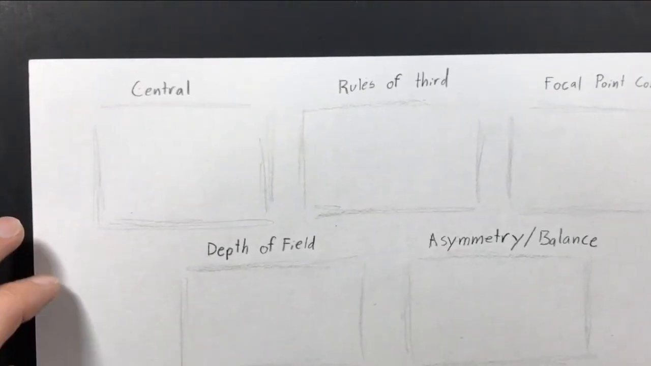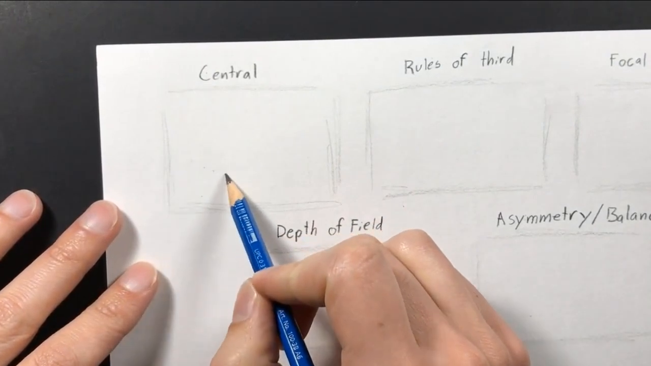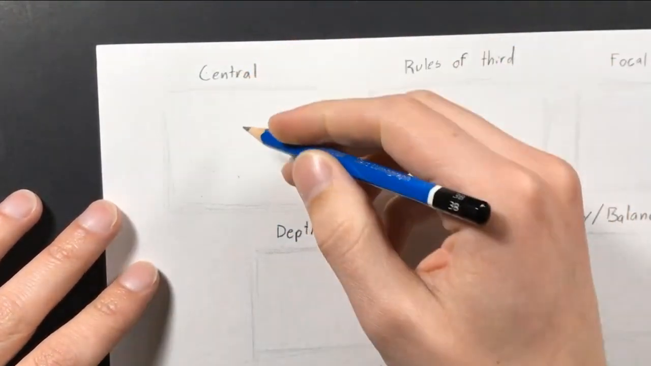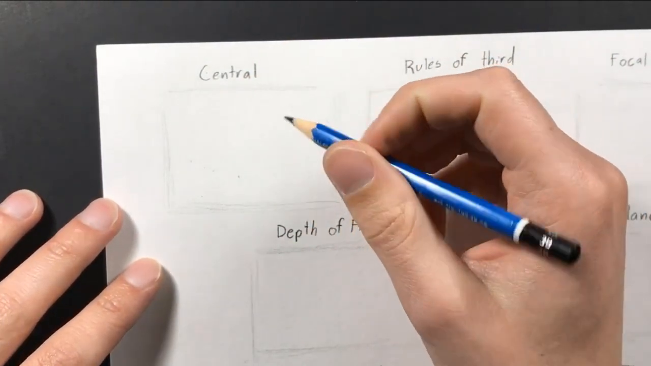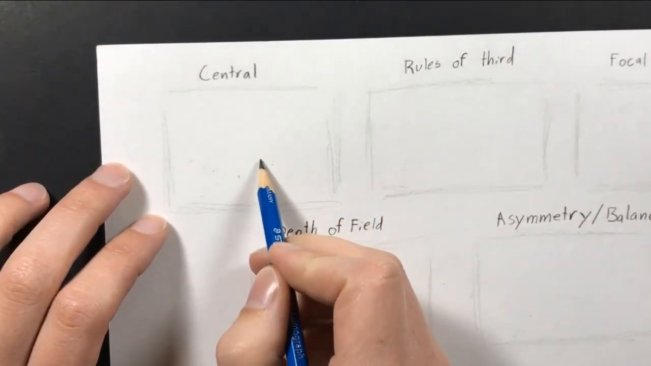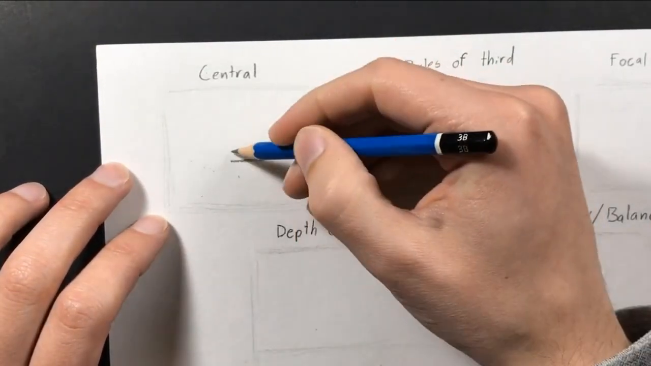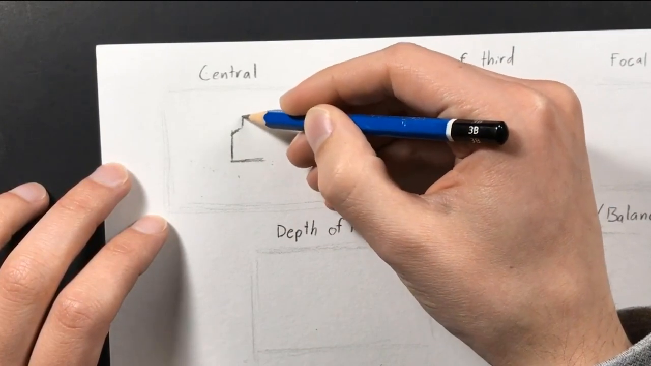So the first one is central composition. Central composition is just when there is an object in the center of your image, and that's going to be your focal point. And just by putting it in the center, that makes it your focal point. So for example, let's say that we draw a building right here in the middle of our image, okay?